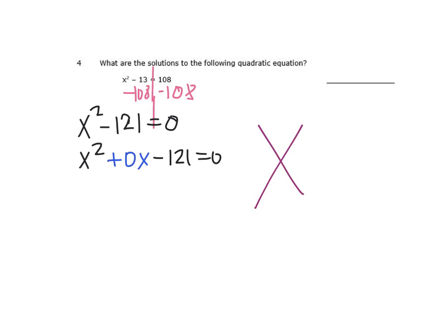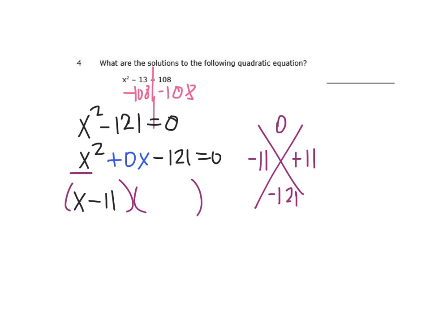What are the multiples of 121 to where when you add them you get 0? And that's going to be negative 11 and positive 11. Because this is an x squared, we can go straight to our shortcut. And we can say x minus 11 and x plus 11.